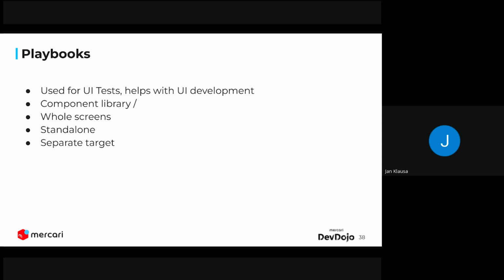On iOS specifically, we have something called playbooks, which is the way we create UI tests. This is also a component library. You can see in the middle there a screen which shows all the different variants of a button, and the whole thing is 10 pages, 10 screenfuls long. It can include either just small components like this, or whole pages, whole screens. It's also a standalone app.